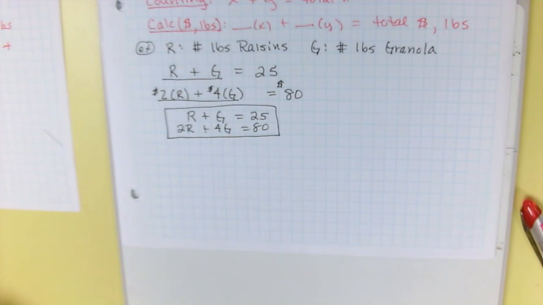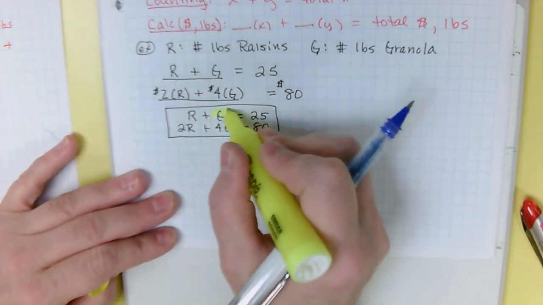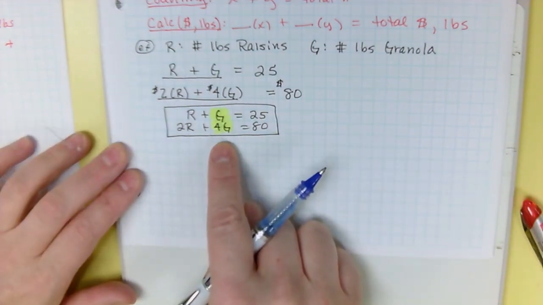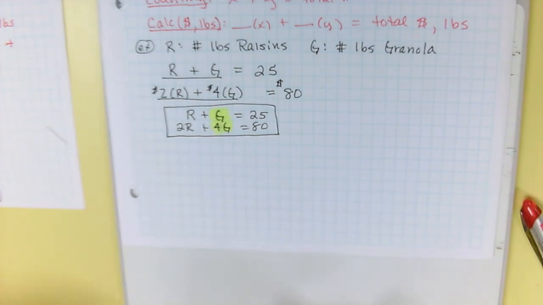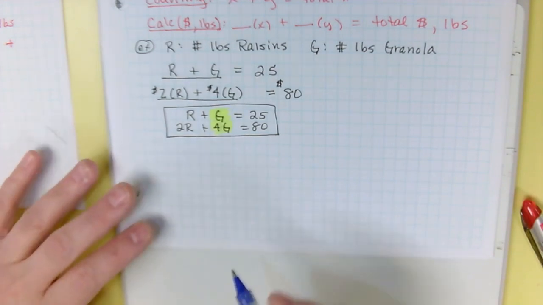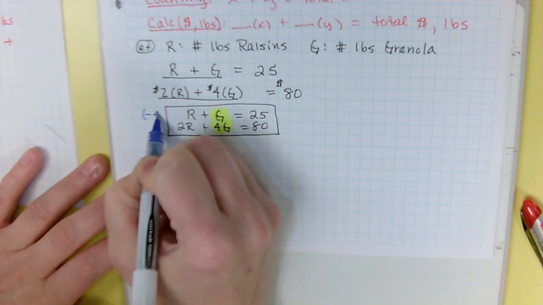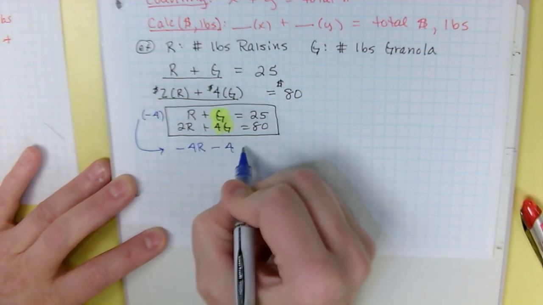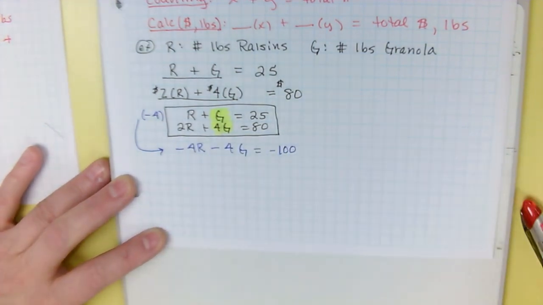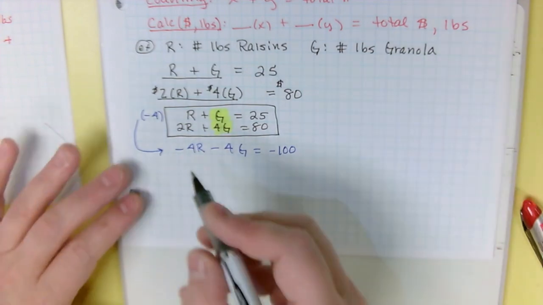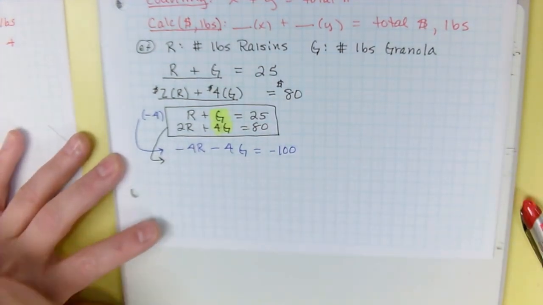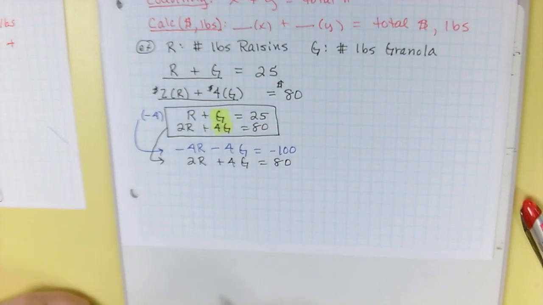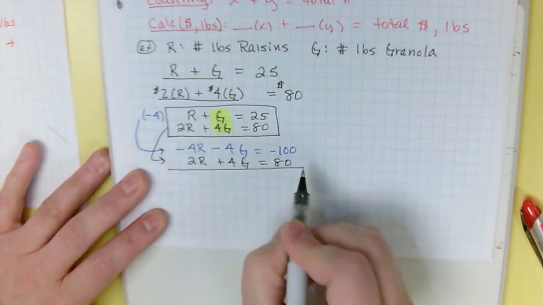I want to know how many raisins there are, how many pounds of raisins. So I want to eliminate the granola. So this one's a 4G, and that one's a G. So I need one to be a 4 and one to be a negative 4. So I'm going to take the top one and multiply everything by negative 4. And that will give me negative 4R minus 4G equals negative 100. Now the second one already has a positive 4, so I'm just going to leave that one the same. So 2R plus 4G equals 80. And then linear combination, draw a line, add them up.